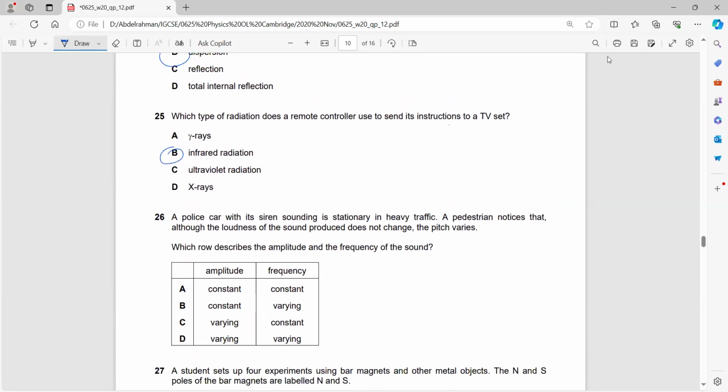A police car with a siren is stationary. A pedestrian notices that although the loudness does not change, the pitch varies. What happens to the amplitude? The loudness has to do with the amplitude, and the pitch has to do with the frequency. So if the loudness remains constant, then the amplitude will also be constant. When the pitch varies, then the frequency is also varying. Quite obvious.